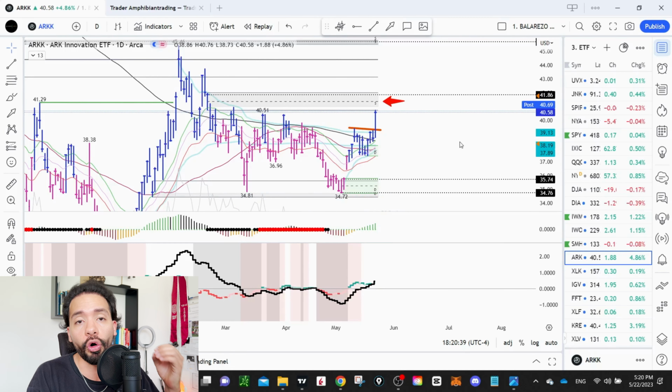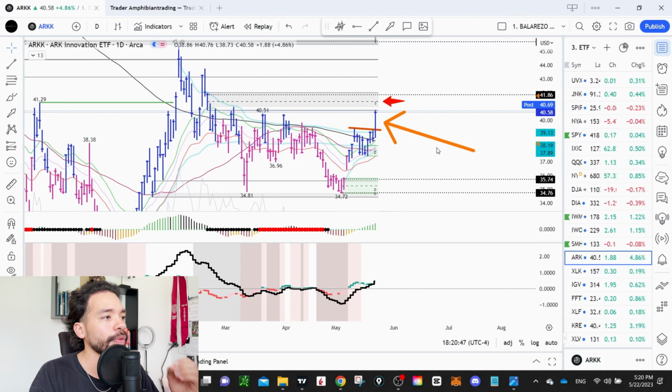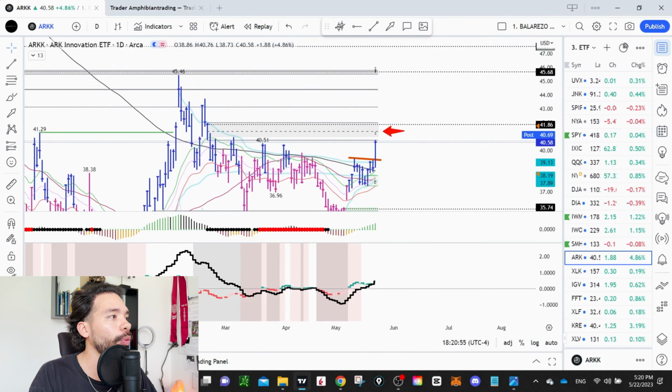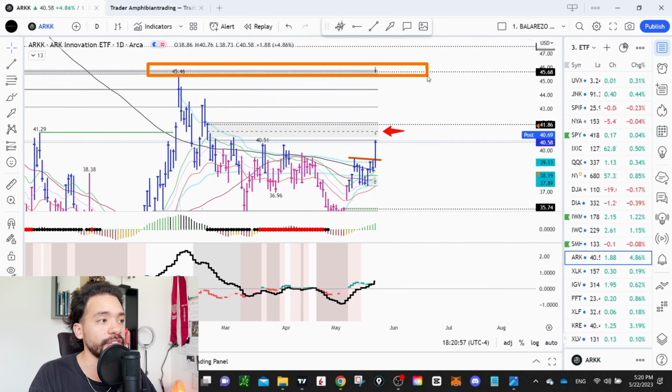And why do I think that it starts to look like a confirmed double bottom? Because we reclaim all the exponential moving averages, and we also reclaim that 200 daily moving average, and we did it in a pretty bullish fashion. So this is actually looking pretty amazing. I do think that we're gonna see a move in ARK, probably all the way to these highs right here of 45.46.